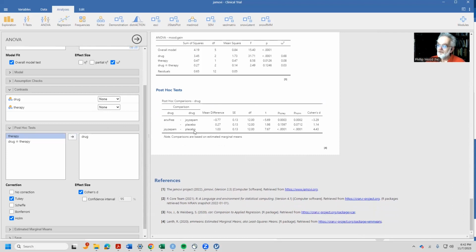That is all there is to doing a two-way analysis of variance. It builds a lot on what we've done before of looking at the descriptive statistics first and getting a sense of what the distributions are and visually where the differences are. And then second, proceeding to the analysis of variance and looking at the main effect of drug, the main effect of therapy, and the interaction, also known as a moderator effect. I hope this is helpful.